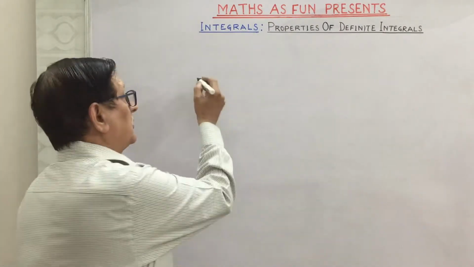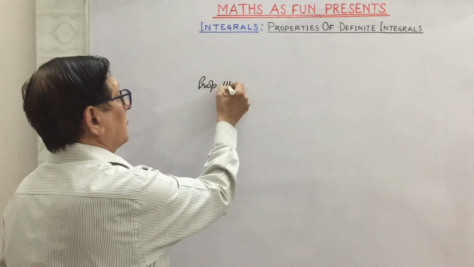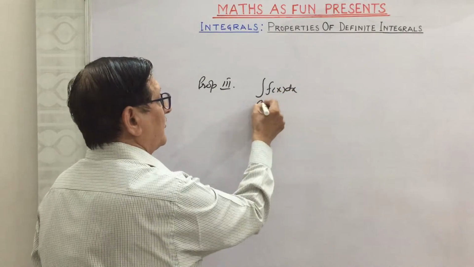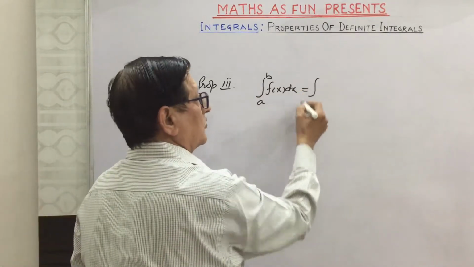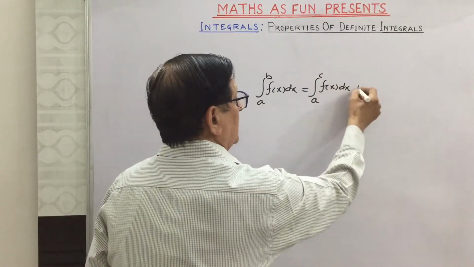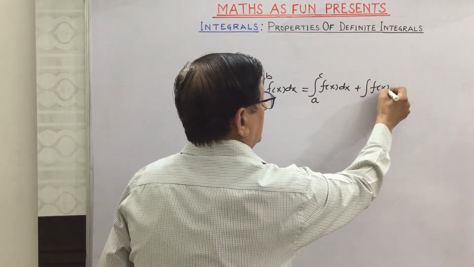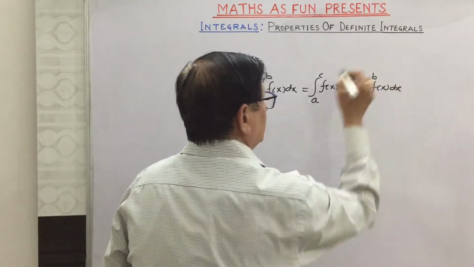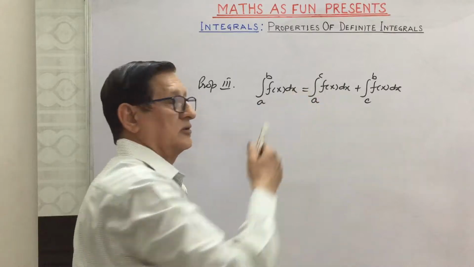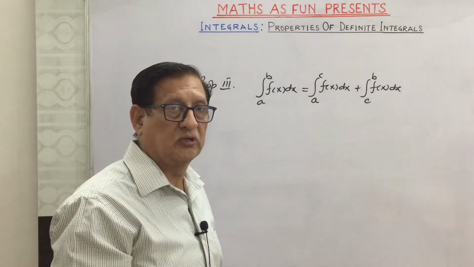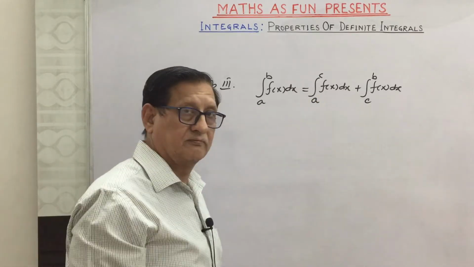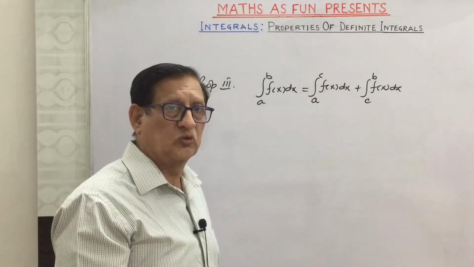The third property is the integral of f(x) dx from a to b is equal to the sum of the integral of f(x) dx from a to c plus the integral of f(x) dx from c to b. It means the interval can be broken into some sub intervals, then this definite integral will be equal to the sum of these two. This we can understand in two ways.